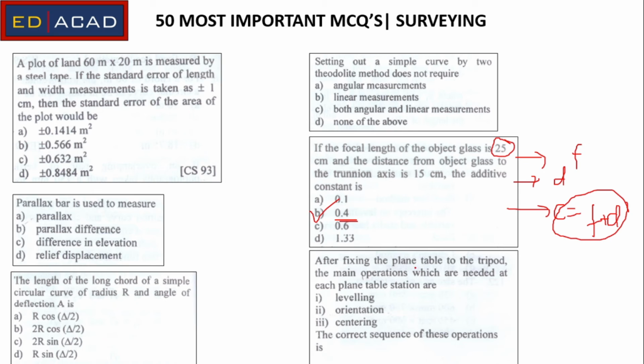Next, after fixing the plane table to the tripod, the main operations which are needed at each plane table station are leveling, orientation, centering. The correct sequence of these operations will be, first you need to level it, then you need to center it, and then orient it. So the correct sequence would be 1, 3 and 2. Options are not mentioned here, so 1, 3 and 2. Okay, I think this should be clear.